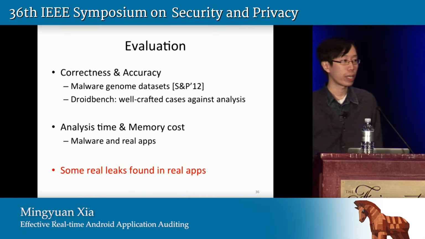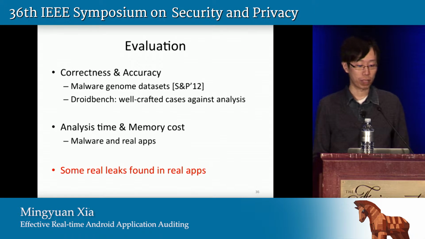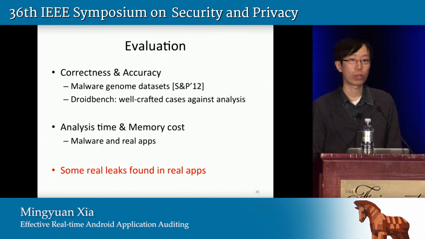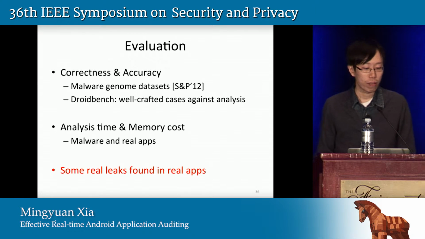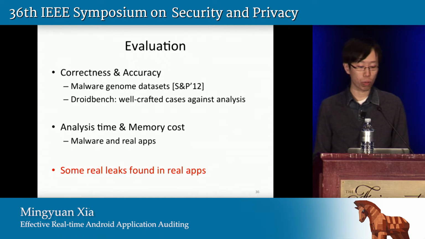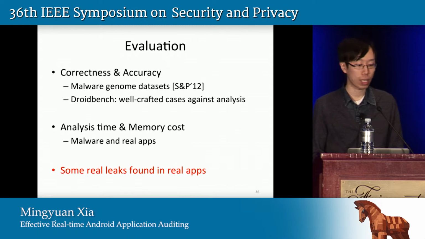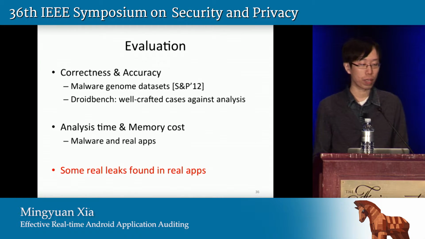For evaluation, we assess AppAudit from 3 perspectives. We assess its correctness and its usability in terms of analysis time and memory consumption. For correctness, we use the open malware dataset, which contains malware with well-characterized leaking behaviors, and also use a benchmark. For the usability of this tool, we use it on malware as well as real-world applications. Also, we want to share with you some insights we found from the real leaks in real-world applications.